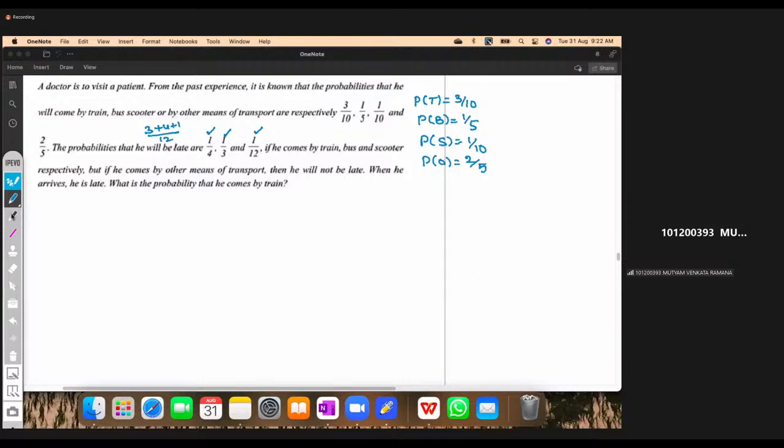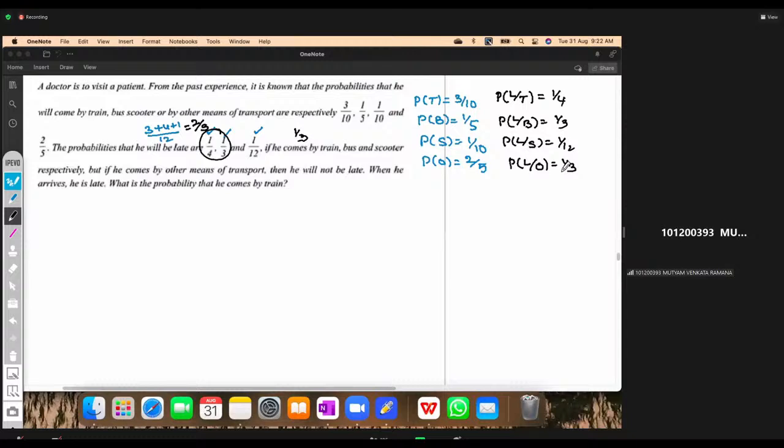So look carefully. Probability of late by train is 1 out of 4. Probability of late by bus is 1 out of 3. Probability of late by scooter is 1 by 12. Now, what about the probability of late by other means of transportation? Look at here. This is 3 plus 4, this is 7 by 12, 8 by 12. 8 by 12 means 2 by 3. So other means of transport is equal to 1 by 3. You need to write 1 by 3. Okay?